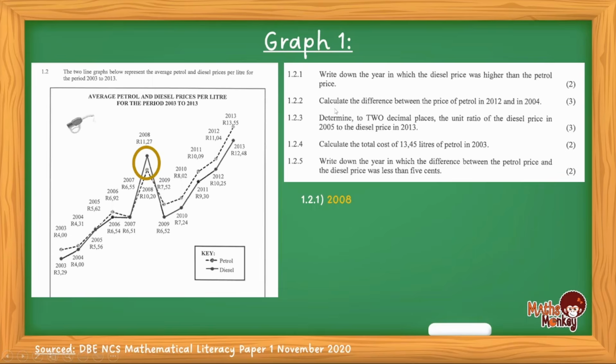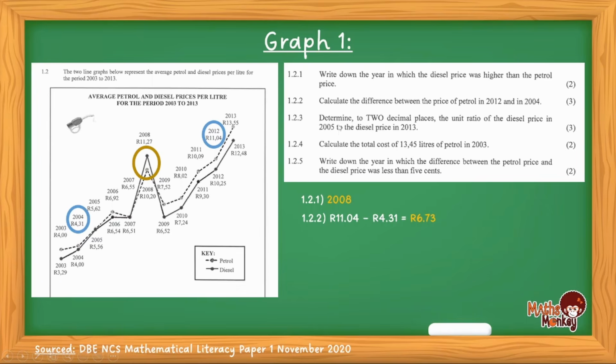All right, the second question, 1.2.2, says calculate the difference between the price of petrol in 2012 and in 2004. So take note, in this question we are only looking at the price of petrol. So we're only interested in the dotted line's values, and only the values for 2004 and 2012. The question wants to know the difference in the price of petrol. So you'd literally just take the 11.04 and subtract the 4.13, and it will give you 6 Rand 73. Now, do you see how once you first make sure you understand the graph, it makes it easier to read the questions, and you'll know exactly where to find the answers because you've taken the time to first understand what is being given to you.